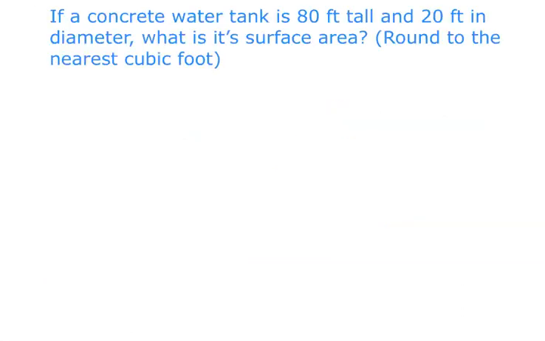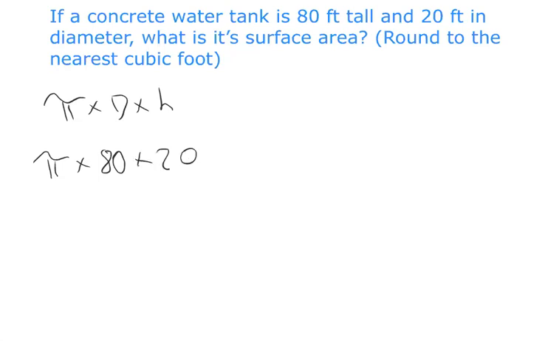If a concrete water tank is 80 feet tall, okay, so first thing I'm going to do, I know I'm dealing with surface area, so it's pi times diameter times height, right? 80 feet tall, okay. Pi times 80. And 20 feet in diameter, okay, times 20. So I've got the H over here and the D over here, and that is totally okay. We can reverse those two and it won't change anything. So if you just write out your equation right away, not a big deal, not gonna change anything.